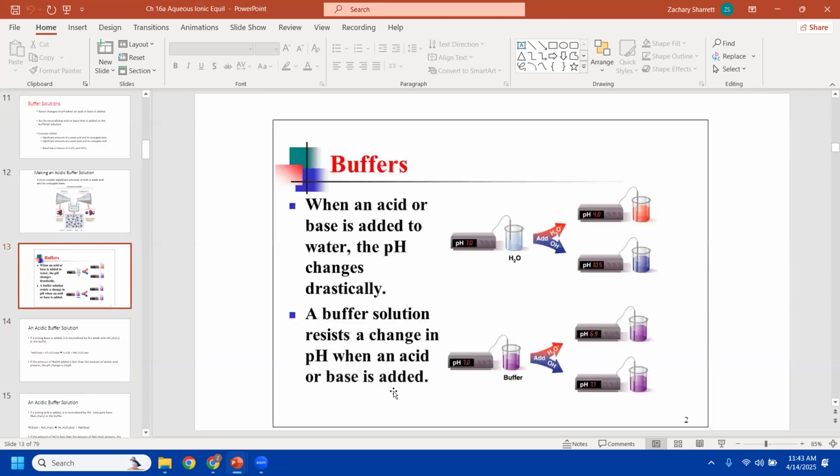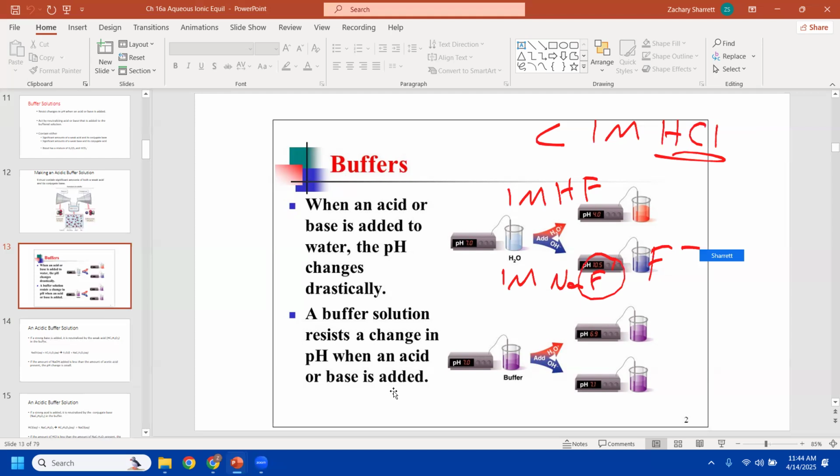All that's saying is, if we had 1 molar HF and 1 molar NaF, we could buffer this system as long as it is less than 1 molar HCl added, right? Once we add more than 1 molar, if we're adding acid, it's reacting with the F minus. Once all of this F minus is gone, now it's going to be an unbuffered system and the pH will start to drop dramatically.